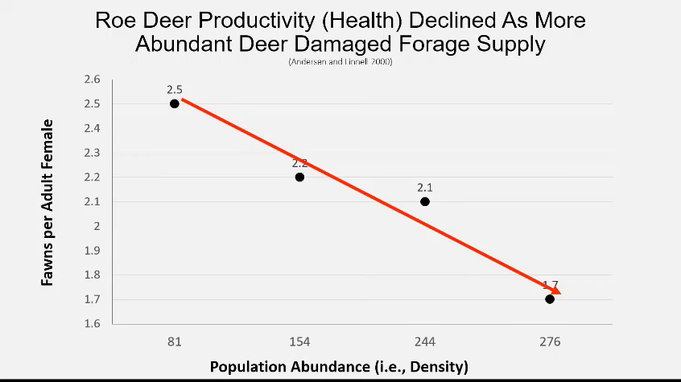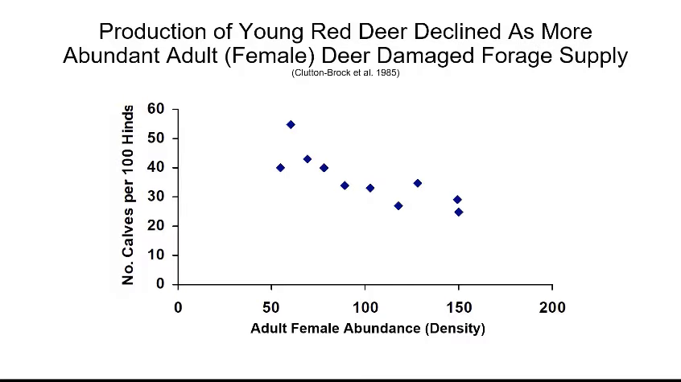So here's a clear case of increasing density or population size driving down the food supply, which in turn drives down the health of the does and their success at producing fawns. Reproductive productivity declines with density as the abundant deer damage the forage supply. Here's another study from Europe published way back in 1985 looking at red deer.